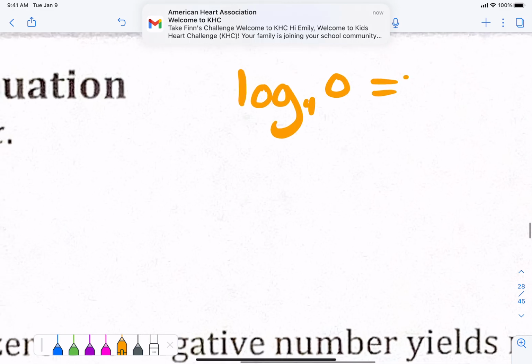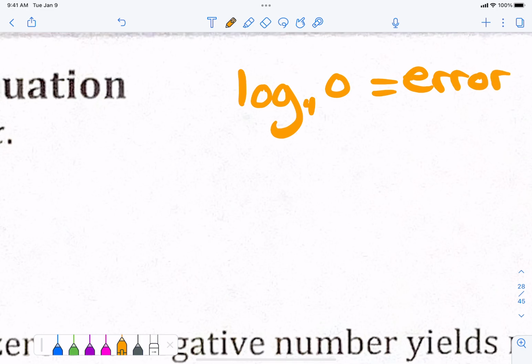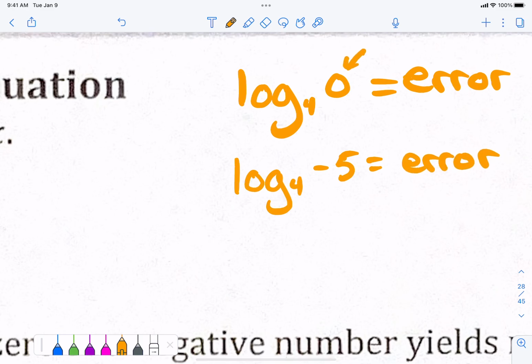Well, I'll just say equals an error because you can't do it. Log base 4 of 0, or log base anything of 0, is an error. Same thing with log base 4 of -5, it is just an error. So if this number is 0, or if this number is -5 or negative, then we will end up with an error, which means we won't get an answer.